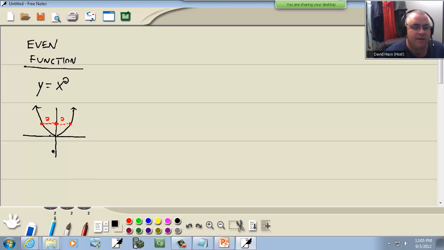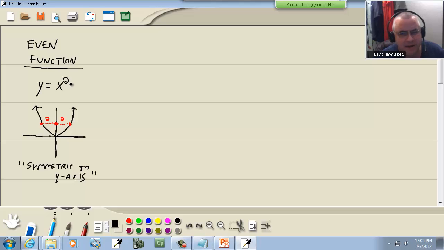Basically, what it means to be an even function is it's symmetric to the y-axis. A very easy way to think of it in terms of your graph, if you can take your right side of your graph and flip it, reflect it across the y-axis, and it lands exactly on the left part of the graph, then that means it's an even function. So it flips once.